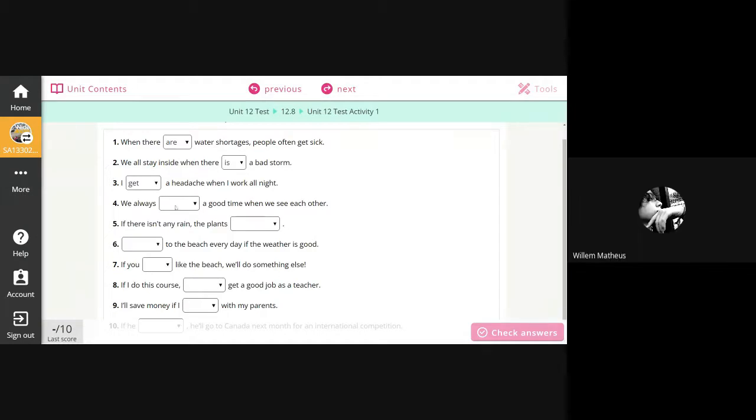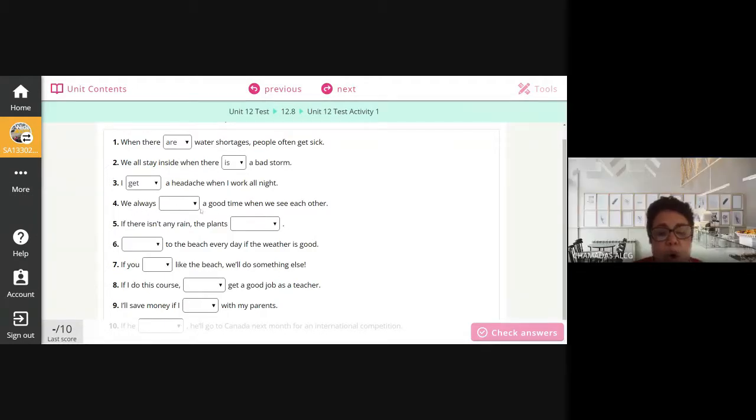Okay. Number four, we always a good time when we see each other. Have. Yes, have. Look, always. So it's an indication that it's always true. It always happens. We always have a good time when we see each other. It's always true. Okay? So simple present, simple present.